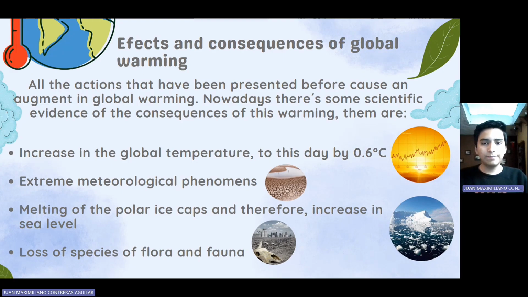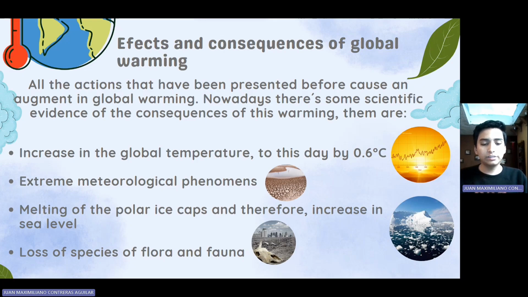Effects and consequences of global warming. All the actions that have been presented before cause an increase in global warming. Nowadays, there is some scientific evidence of the consequences of this warming and what they can provoke. Next, I will show you some of these consequences. First of all, we have the evident increase of the global temperature. To this day, this is by 0.6 Celsius. Then, we also have the appearance of extreme meteorological phenomena, such as drought, torrential rains, or heat waves.